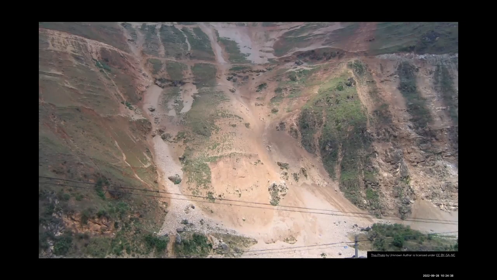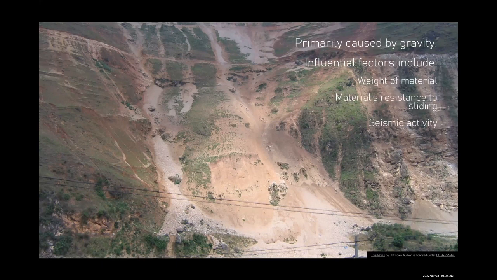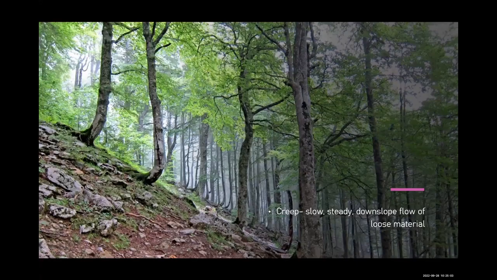Mass movements are primarily caused by gravity, and some factors that influence what types of things move and how they move are the weight of the material, its resistance to sliding, and seismic activity. Seismic activity would be what the Earth's tectonic plates are doing, and we'll talk about that later this year. But it's things like faults that slip, earthquakes, rumbling, that sort of thing.